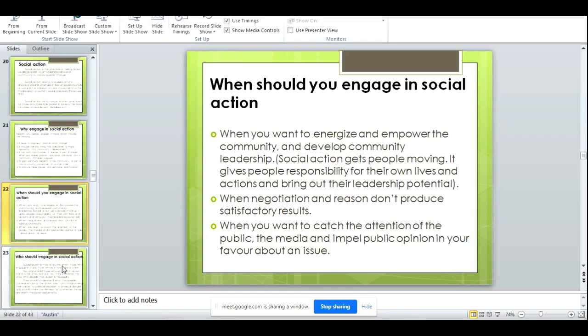mentioned. And when you want to catch the attention of the public and the media, and sway public opinion in your favor about an issue, you go for social action.